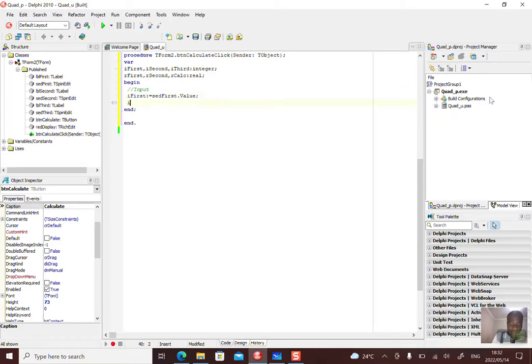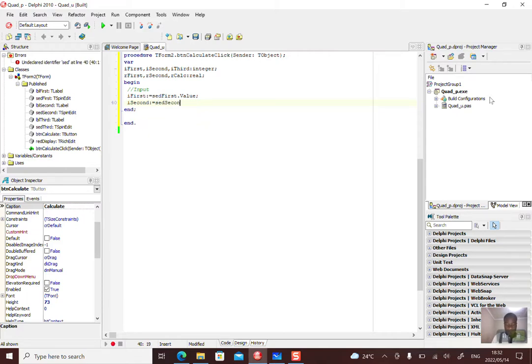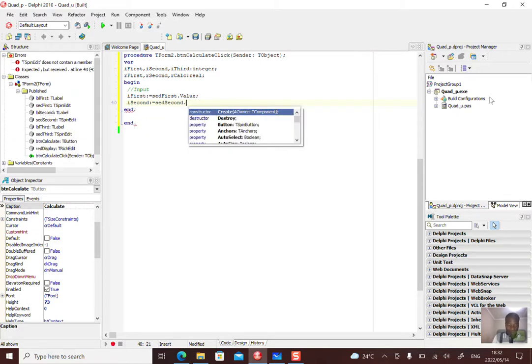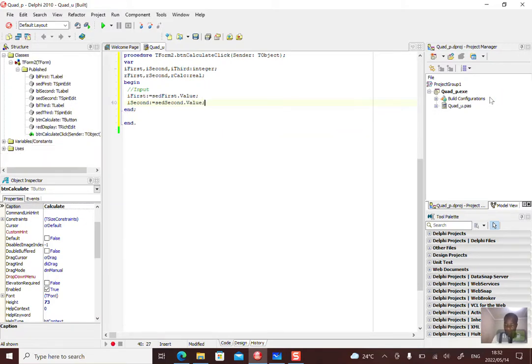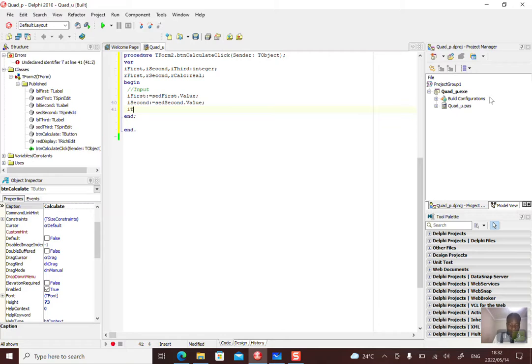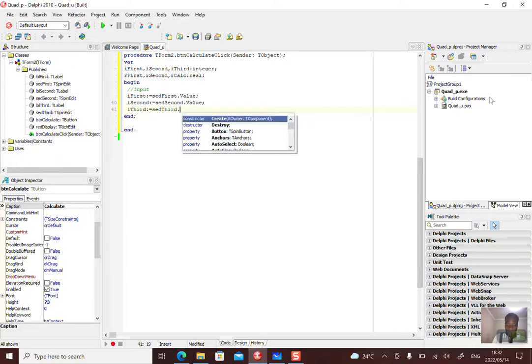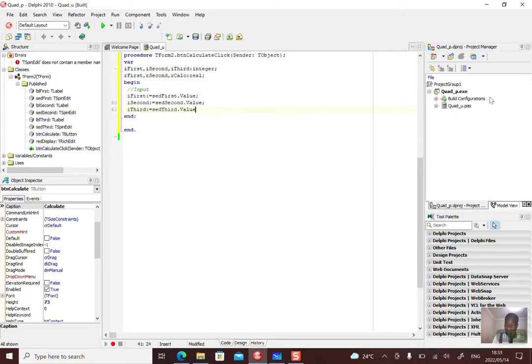And then this one's gonna be our I second, I third, I'm gonna assign it to third dot value.